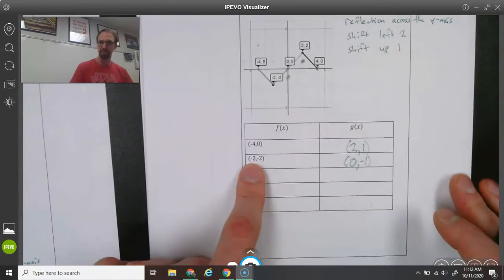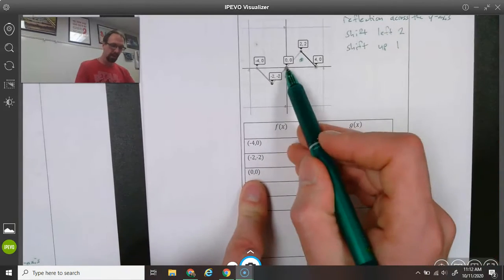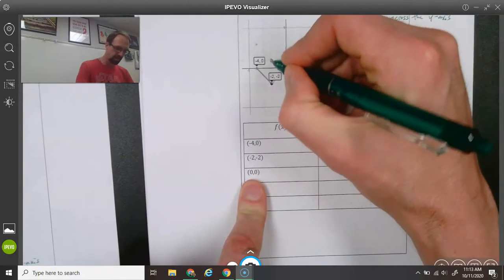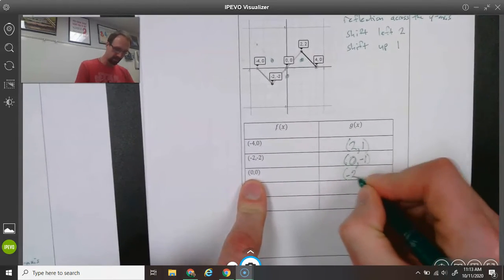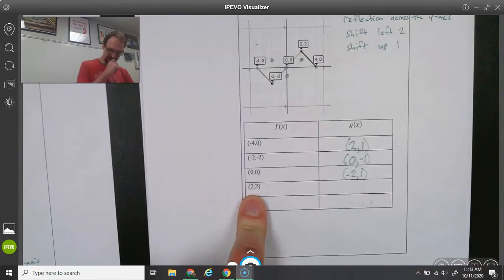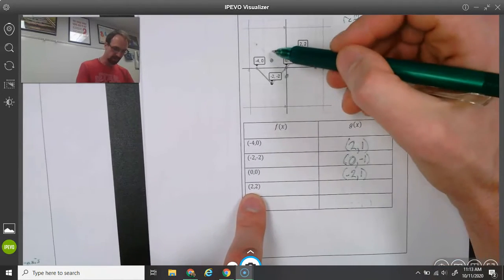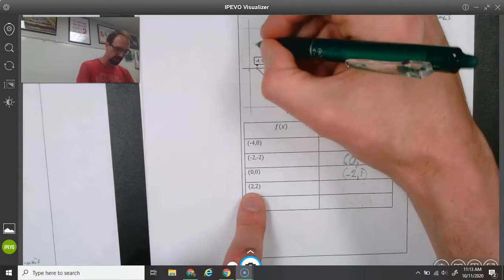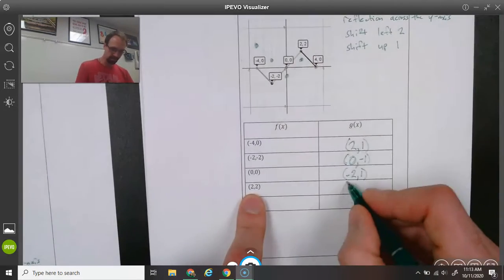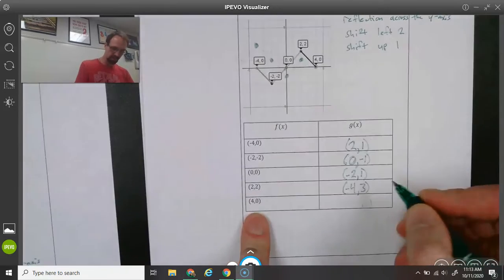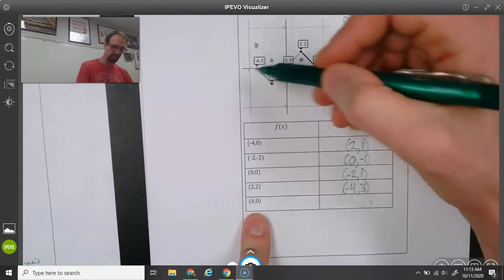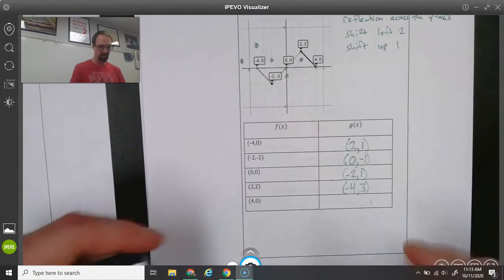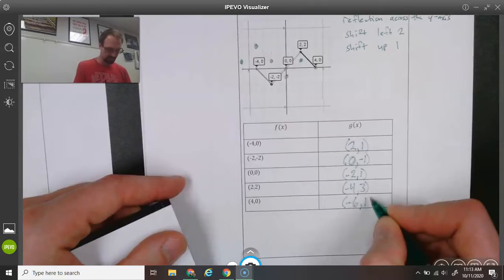My pen here is dying out on me. And then 0, 0, reflecting across the y-axis takes it nowhere. It stays here. And then shifting left 2 and then up 1 is going to be at negative 2, 1. And then 2, 2, reflect that across the y-axis, goes over here, shifting left 2. So that's going to be negative 4 and then 3. Negative 4, 3. And then 4, 0, reflecting across the y-axis, shift left 2, and then up 1, takes me here, and that's going to be at negative 6, positive 1.